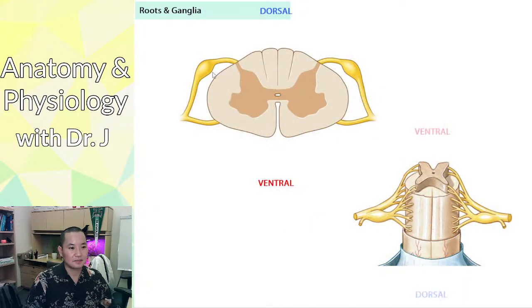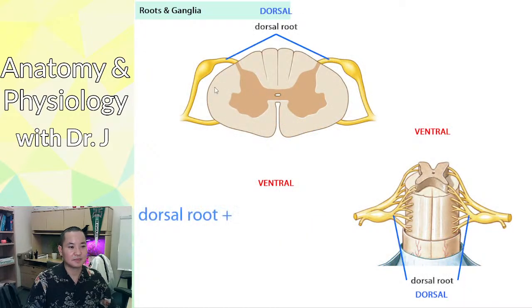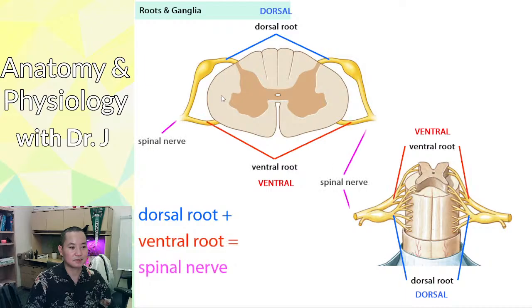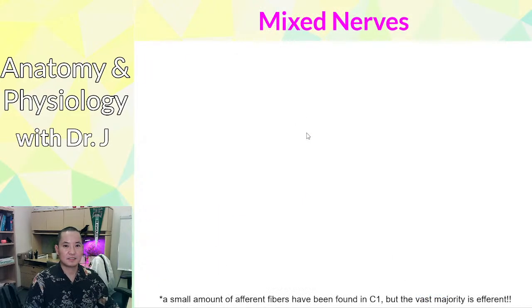Alright, so what we have here are these neurons. We have a dorsal root plus a ventral root, and they end up at something called a spinal nerve. Again, dorsal tends to be sensory signals, and our motor command nerves tend to be ventral, but they actually fuse together, and this is what we call a spinal nerve. And spinal nerves, for the most part, are what we call mixed nerves.